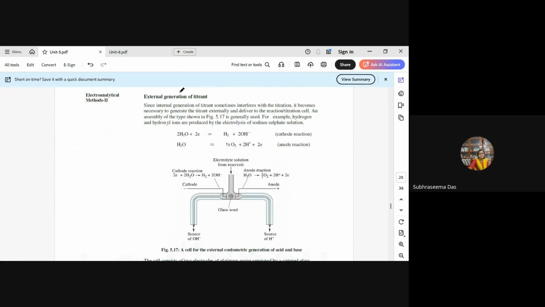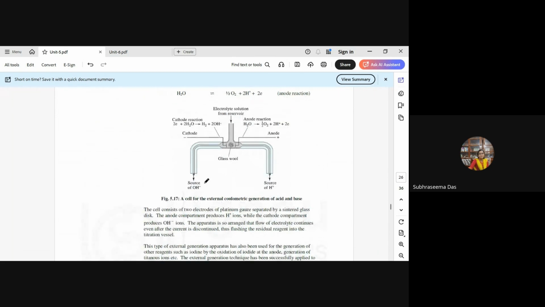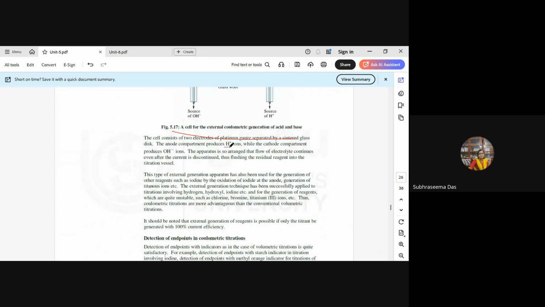Now, external generation of titrant. Since internal generation of titrant sometimes interferes with the titration process, it becomes necessary to generate the titrant externally and to deliver it to the reaction cell. So, an assembly has been shown in figure 5.17. The hydrogen and hydroxyl ions are produced by the electrolysis of sodium sulfate here, and the cell consists of two platinum gauze electrodes separated by a sintered glass. The anode compartment produces H+ while the cathode produces OH-. The apparatus is so arranged that the flow of electrolyte continues even after the current is discontinued.